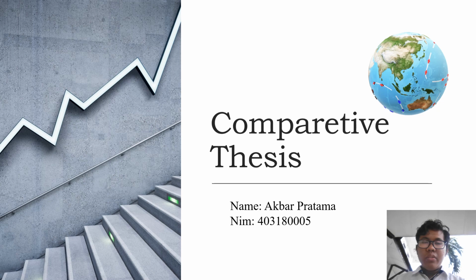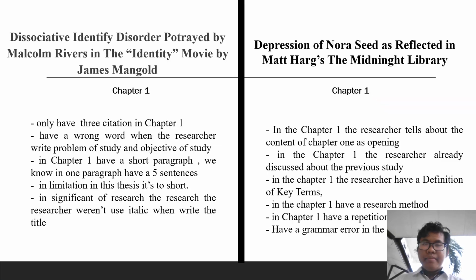So today I would like to present about a comparative thesis. Okay. In chapter one, the first thesis is about dissociative identity disorder portrayed by Malcolm Rivers in the Identity movie by James Mangold, and the other thesis is about the depression of a neurotic as reflected in The Midnight Library.